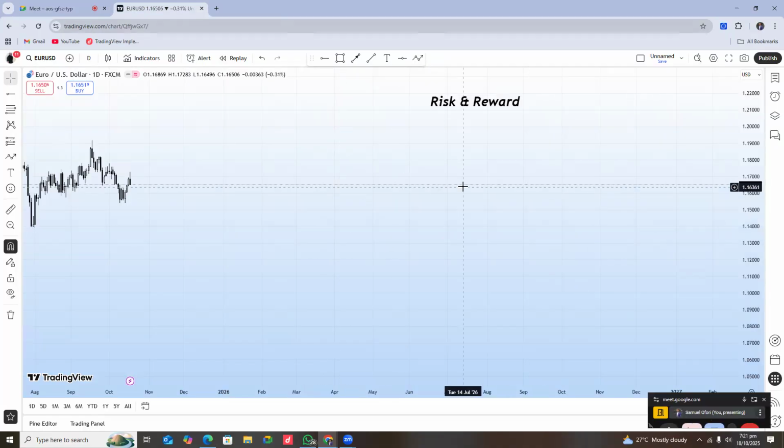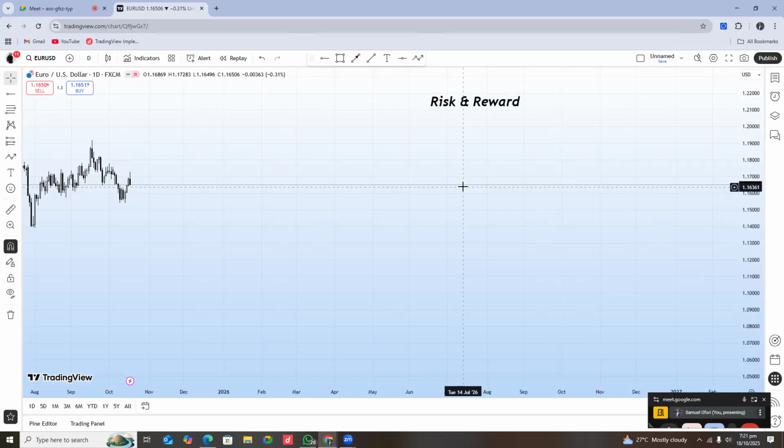If the pip calculation will confuse you, define it in terms of money. So let's say you want to risk $10. How much do you want to target? If you are risking $10, then you can target, let's say, $20 or $30 or $50. It depends on the market you are trading.